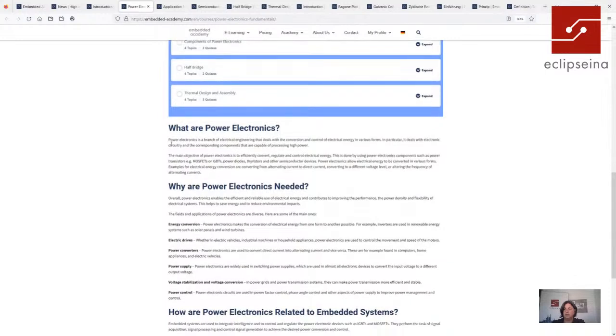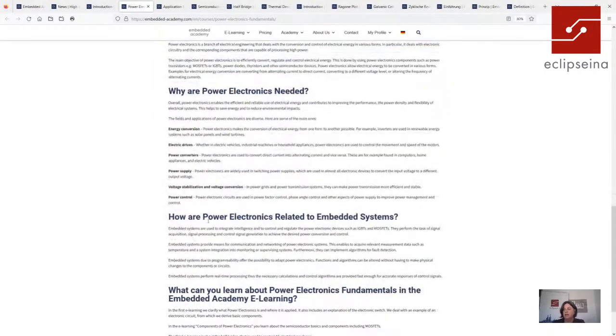And in the lower part, we also have an explanation on some points: what's power electronics, what is it needed for, how is it related to embedded systems. Why this question? Because we are Embedded Academy, and more or less everything we are doing has a connection to embedded systems, even the most technology-based topics, because you have to understand the components and the technology behind in order to do electronics and software development for controlling them.